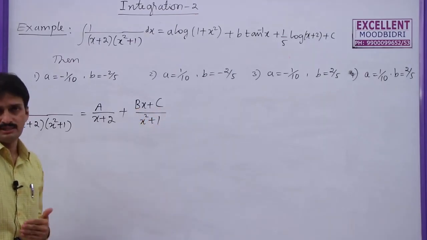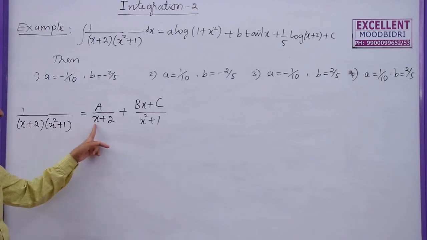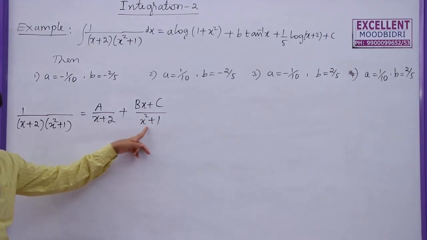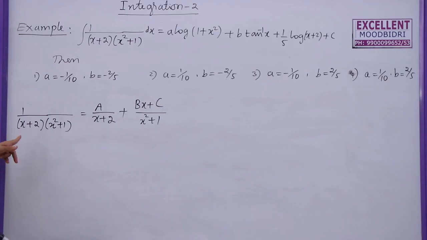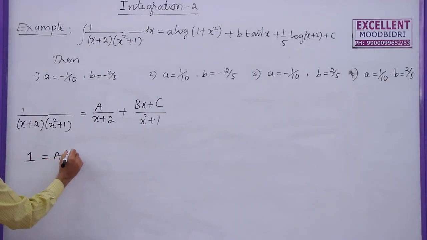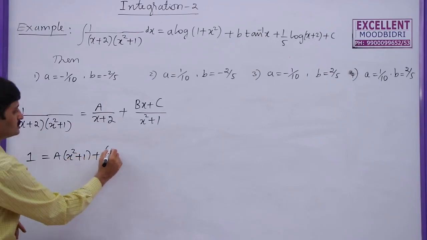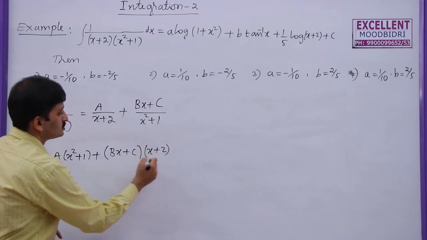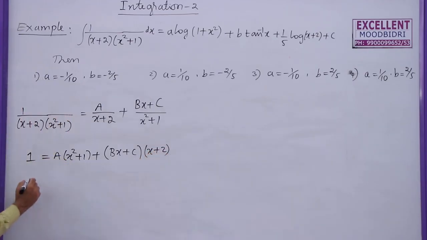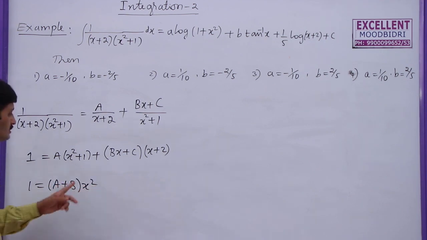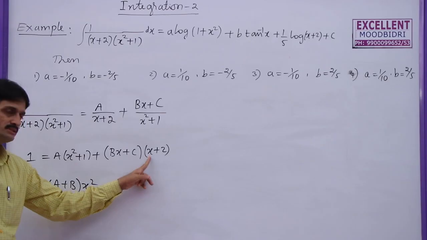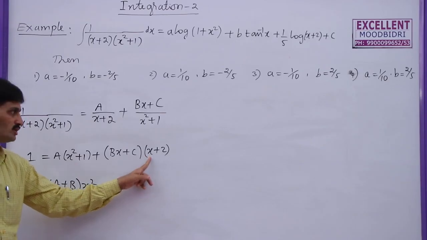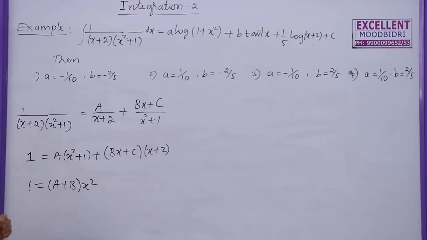You have to do it quickly. Now take the LCM. LCM is (x + 2)(x² + 1), and the LCM can be cancelled. So you can write 1 equal to A(x² + 1) + (Bx + C)(x + 2). That is 1 equal to Ax² + Bx². See, Ax² plus Bx into x, Bx². Take x² common. So (A + B) x².